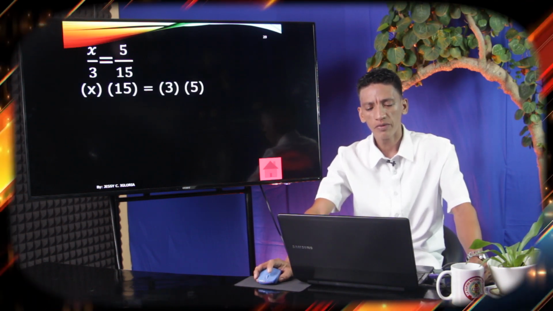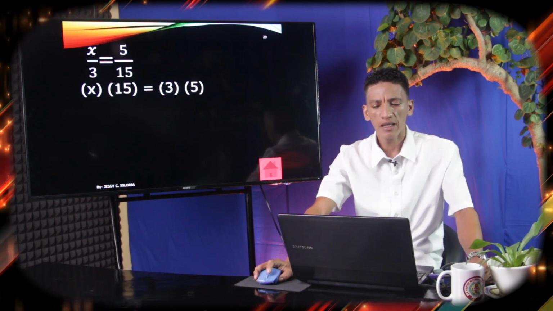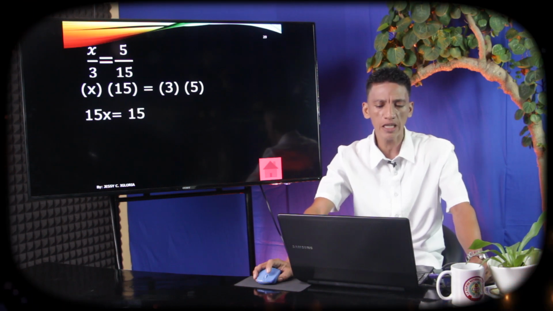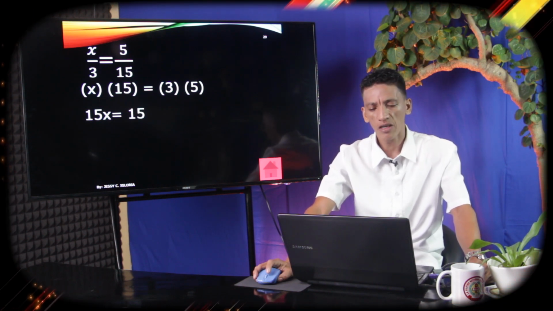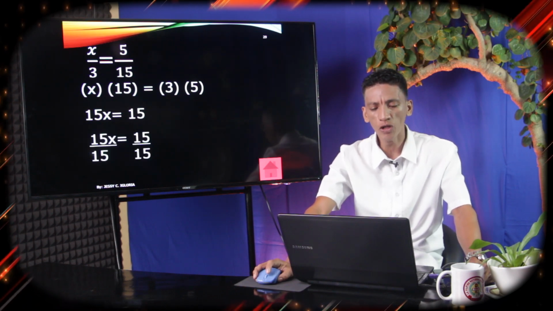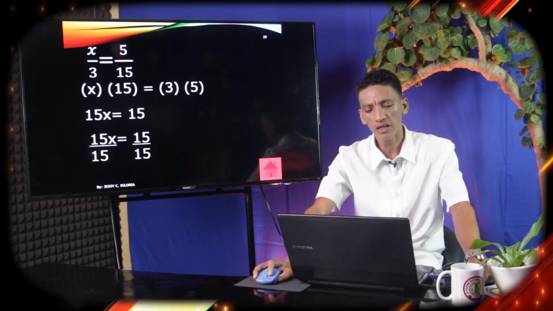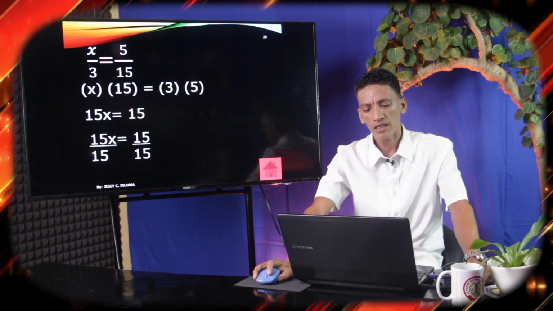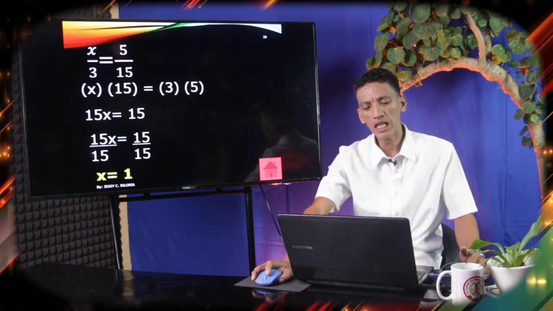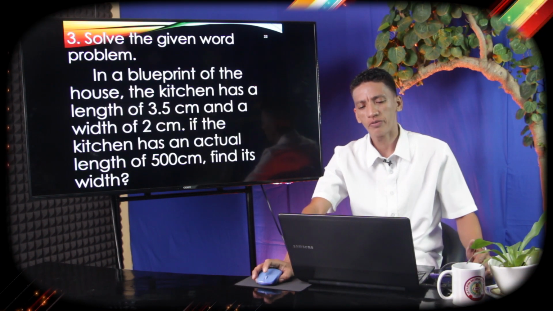We try to solve. We are going to multiply the extremes, x times 15 as 3 times 5. And we have the resulting equation 15x equals 15. To simplify, we are going to divide both sides of the equation by the numerical coefficient of x. So we have 15x divided by 15 as 15 divided by 15. Therefore, we have the value of x equals 1. And now let's proceed to problem number 3.